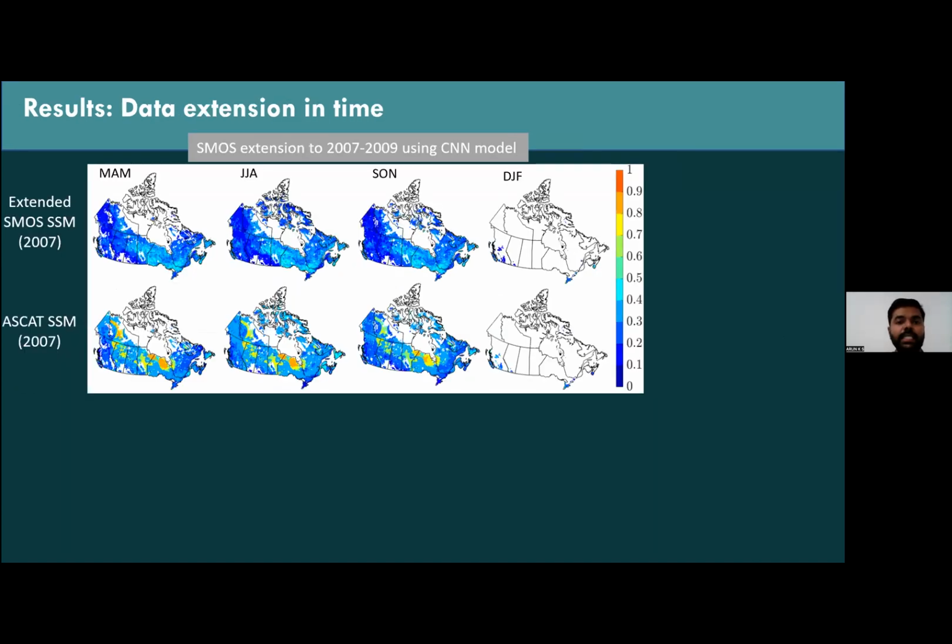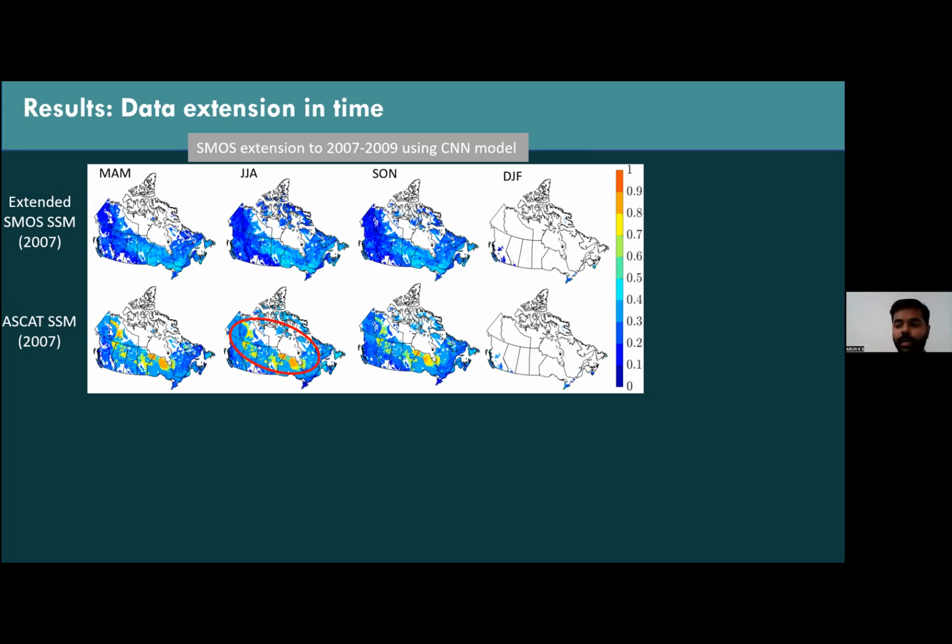Next is the data extension in time using the CNN model. This figure shows the extended CMOS SSM values for the year 2007 by the CNN model, with the ASCAT SSM value for 2007 as the reference. Here the SSM values are averaged over four different seasons and shown in this figure. Some important differences are noted for regions such as peatlands, which were not available from CMOS data and therefore not considered in CNN training. Apart from temporal extension, some points are spatially extended also here.